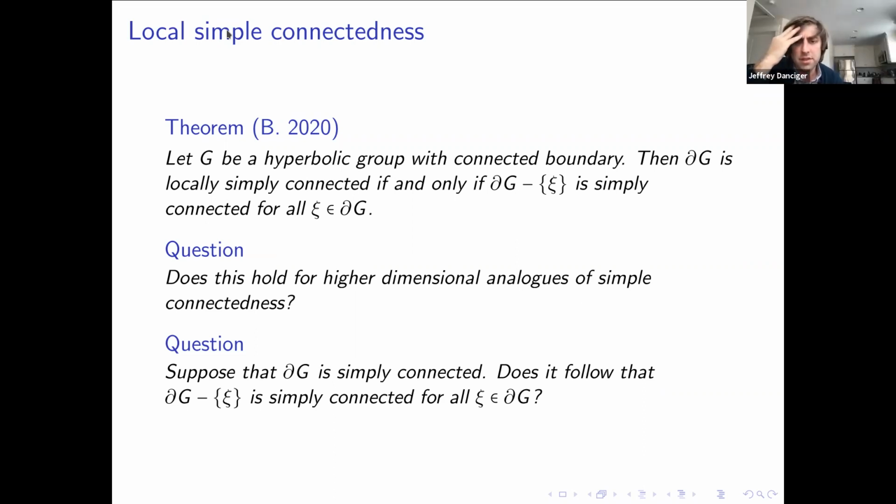Is there an easy example of a group whose boundary is locally connected, but not locally simply connected? So there definitely are examples. I don't know how easy an example this qualifies as, but we had that construction of the Sierpinski carpet earlier.